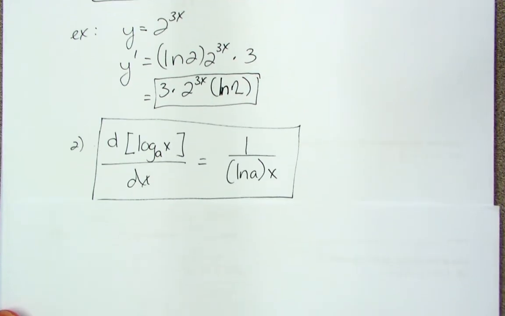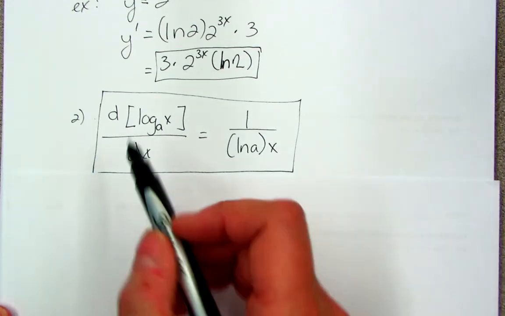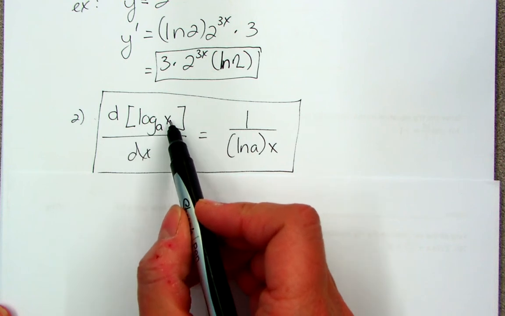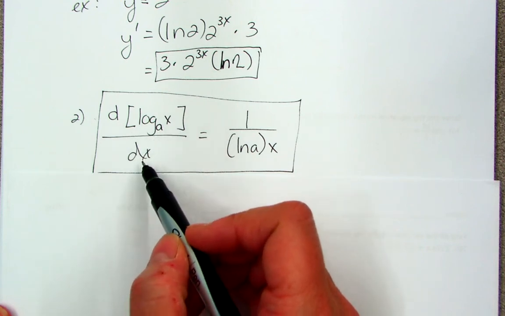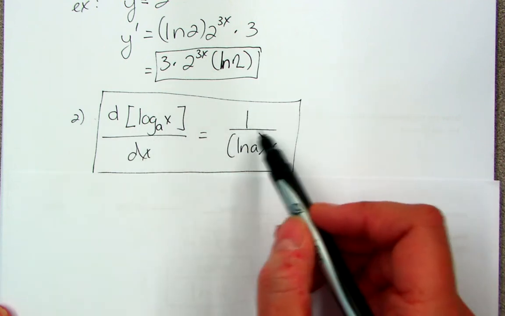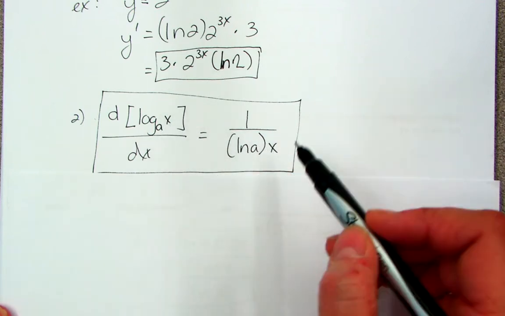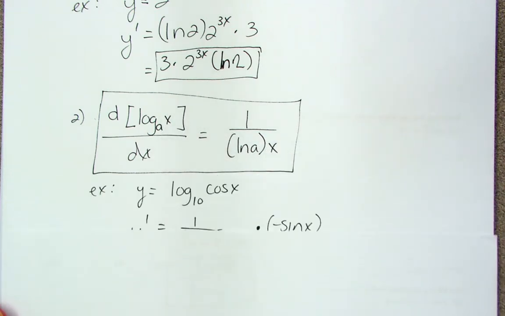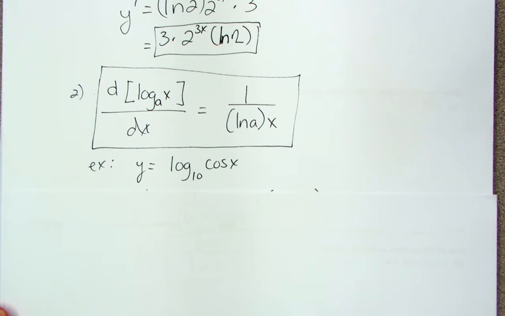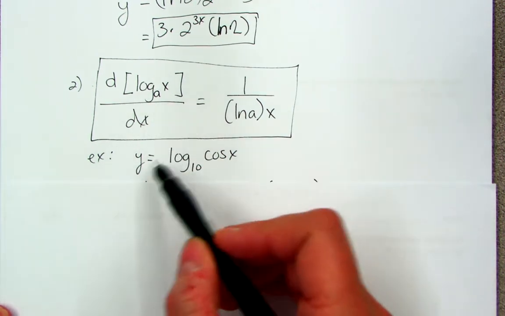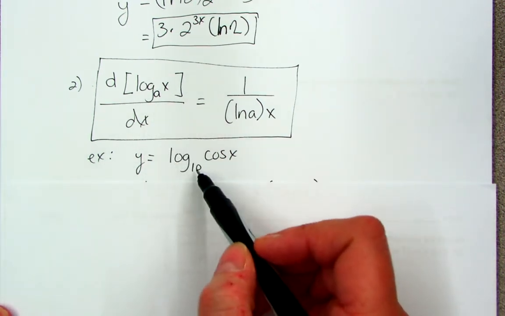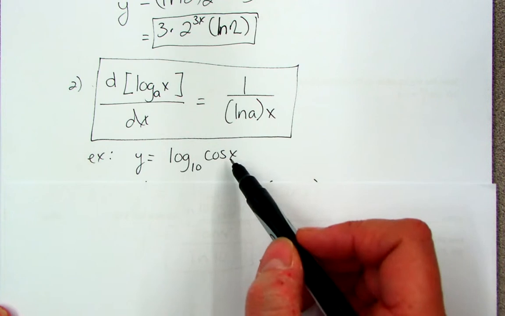The second new derivative: the derivative of log base a of x with respect to x would be equal to 1 over the natural log of a times whatever is here in this position, x. So let's do an example. Your function is y equals log base 10 of cosine of x.